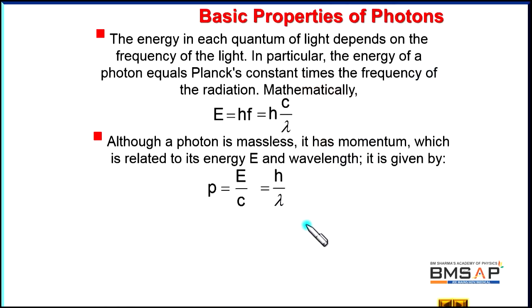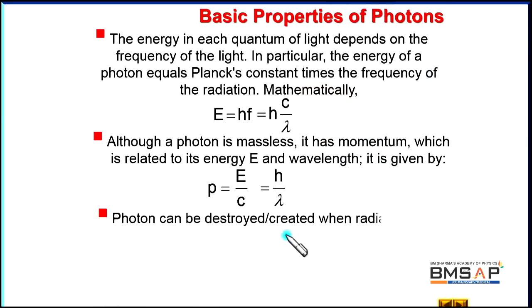Okay. And one very important property of the photon is that it can be destroyed or created when radiation is absorbed or emitted, right. This is a very important property of the photon. We will discuss this property in the photoelectric effect.